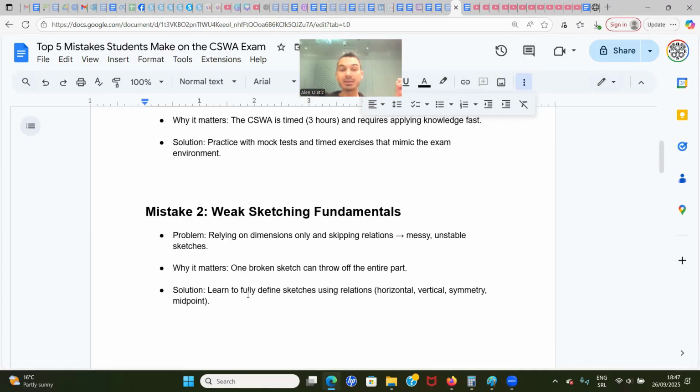What is the solution? Learn to fully define sketches using relations, whether that's horizontal relation, vertical, symmetry, equal, and so on. So get good at building sketches correctly. So this is mistake number 2, and this is how you can avoid it.